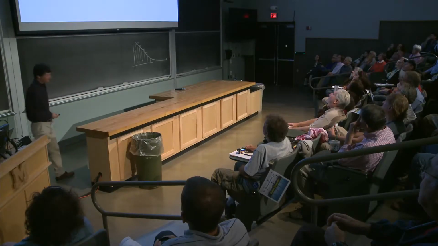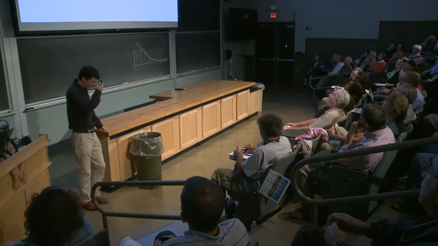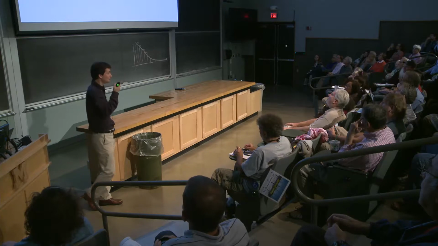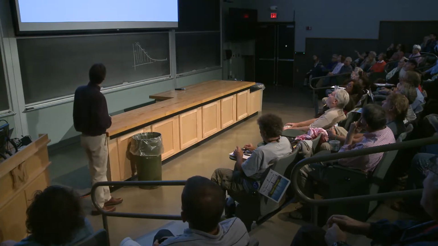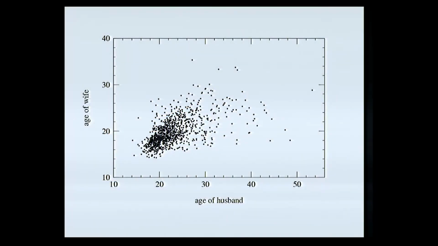Here's another example. This is from something called the National Survey of Family Growth, which was conducted here at the University of Michigan. So it's a survey of couples. And what it shows, these are married couples. Horizontal axis is the age of the husband. Vertical axis is the age of the wife at the time they got married. And again, what you see is there's sort of a band here along the diagonal indicating that most people tend to be married to somebody who's about the same age as them.